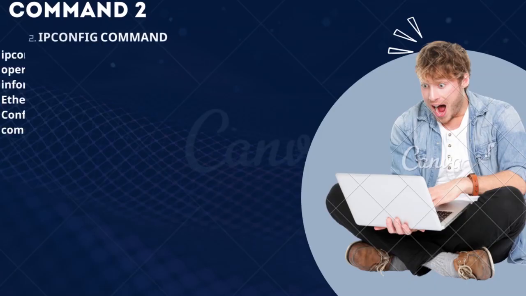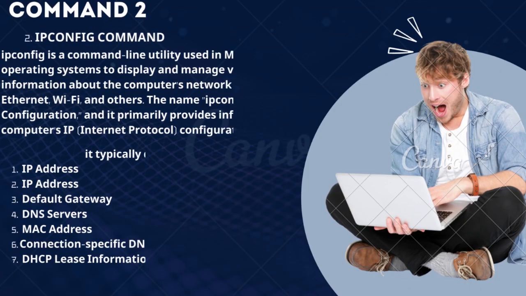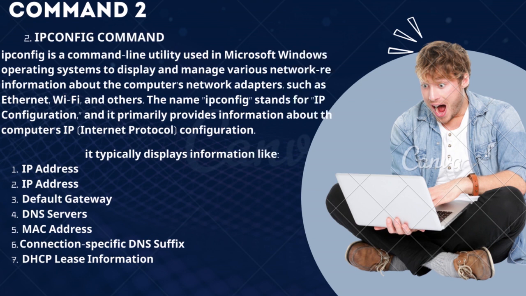Command 2. IP protocol configuration. IP protocol configuration is a command line utility used in Microsoft Windows operating systems to display and manage various network-related information about the computer's network adapters, such as Ethernet, Wi-Fi, and others.